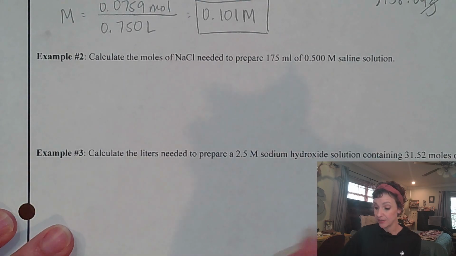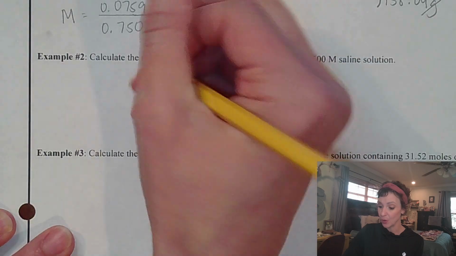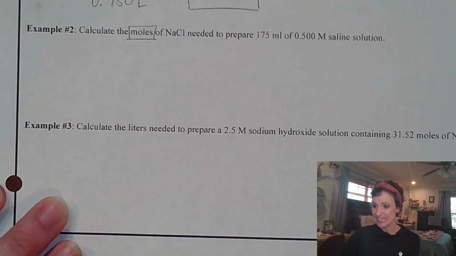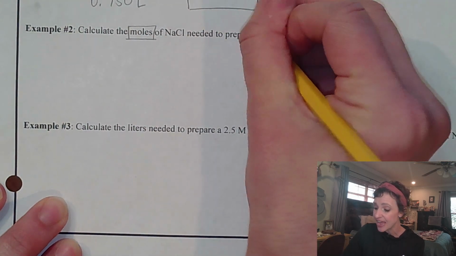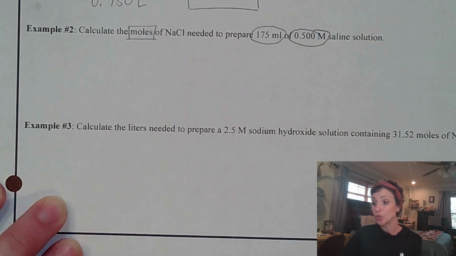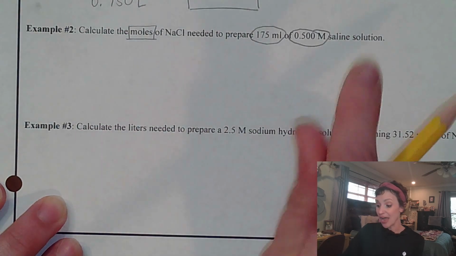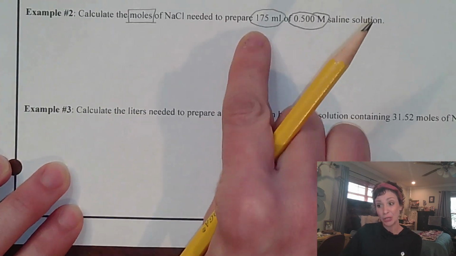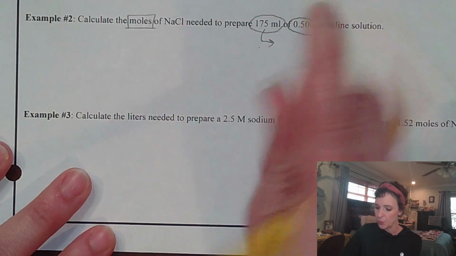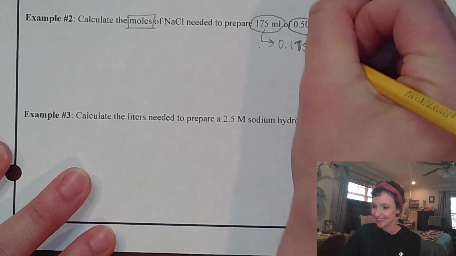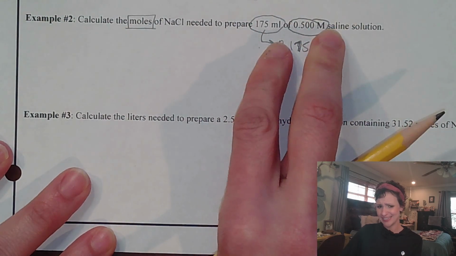Example number 2 says calculate the moles of sodium chloride. So I'm solving for moles. Oh my gosh, I'm actually going to be solving for this top number here, which is super exciting. How many moles are needed to prepare 175 milliliters of a 0.500 molar saline solution? So I have given you the molarity, that number right there. I have also given you the volume. Yes, it is not in liters, but that is a real quick way to bump my decimal back to get 0.175 liters. Okay, I have the 2 other things that I need to solve for moles.